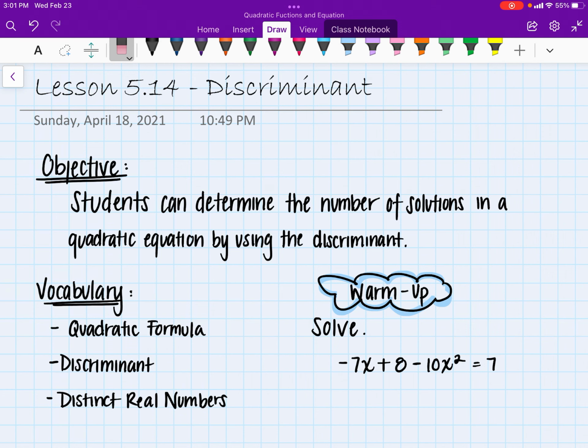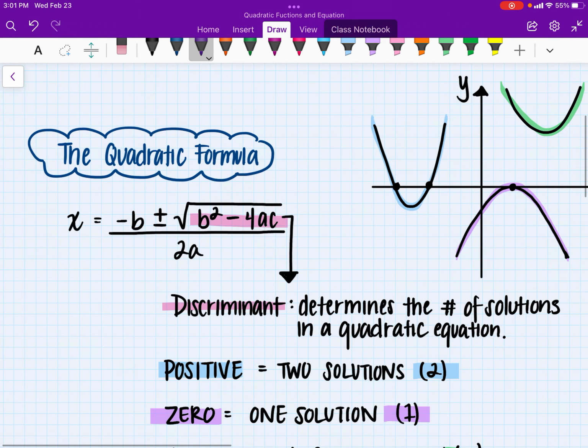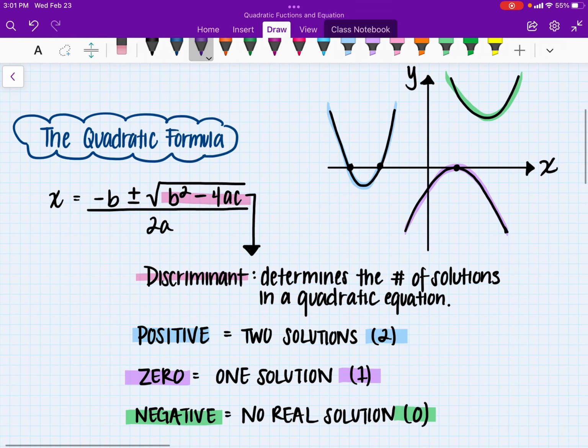So in this case, just a few of our vocab terms here. We have the quadratic formula, we have discriminant, and we also have distinct real numbers. So in this case, guys, we're going to go ahead and start off here. If you want to pause the video and copy this down, go ahead and do that. But in this case, guys, the quadratic formula, once again, we did see this in the previous lesson, which is x equals negative b plus or minus the square root of b squared minus 4ac all over 2a.